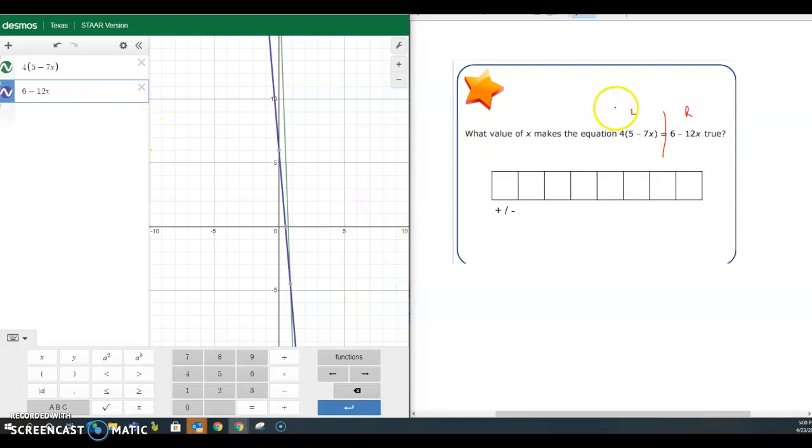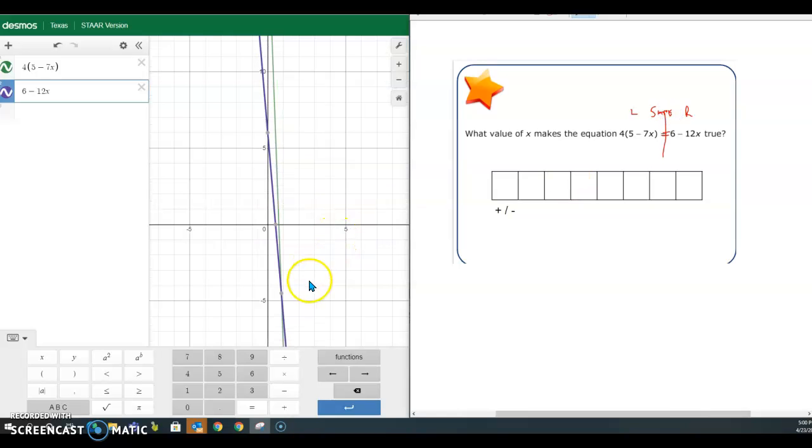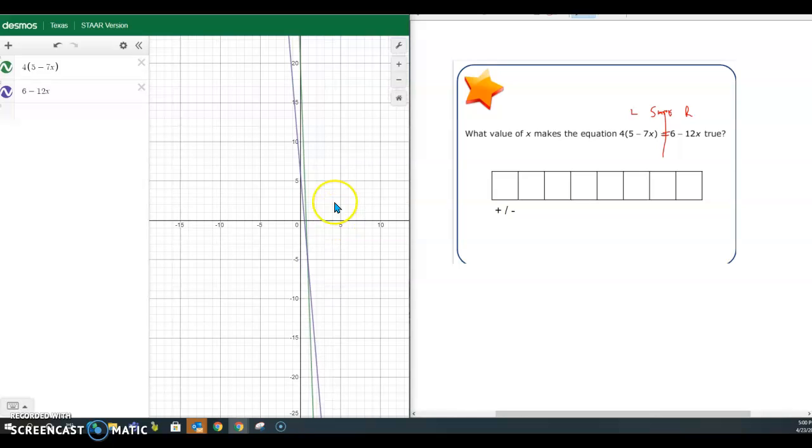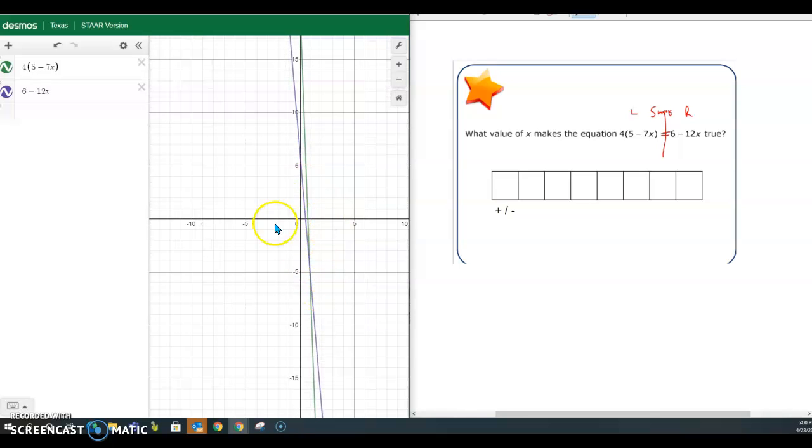So now I want to know when they are equal to one another or the same. When is the left the same as the right? Well, let's go ahead and look at your graph, guys. If you look at your graph, your lines seem to be the same around right here, this point where they cross. And that point where they cross is 0.875, negative 4.5.